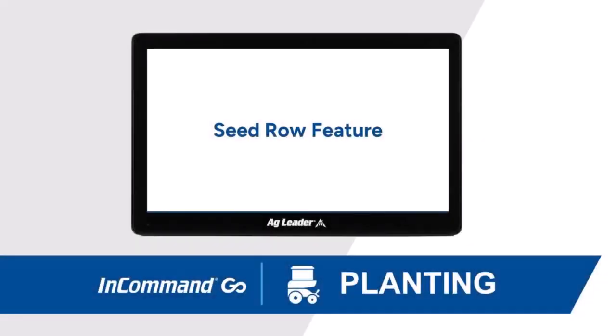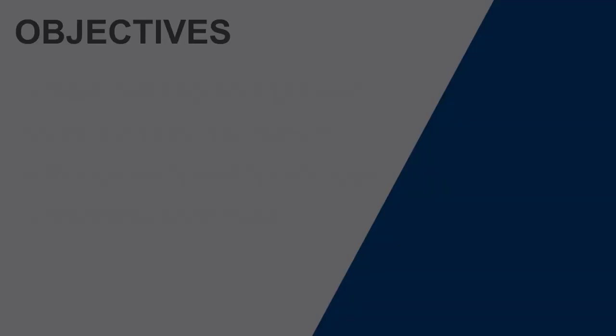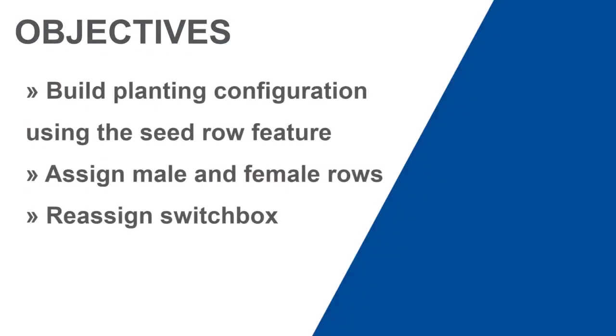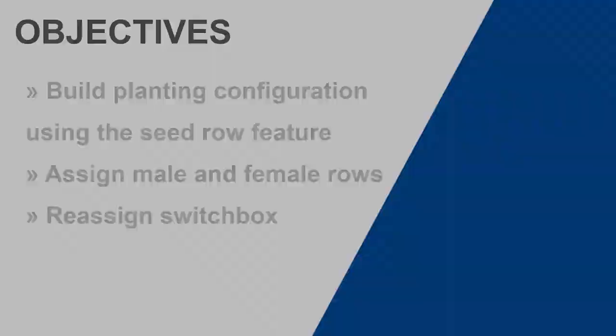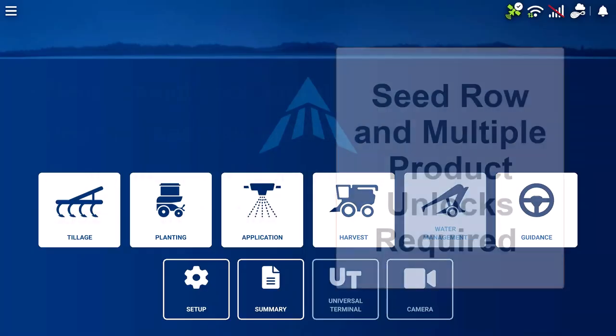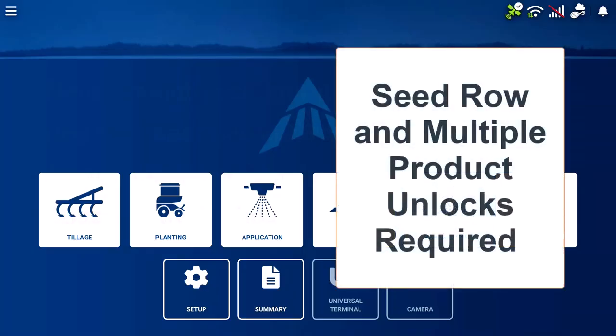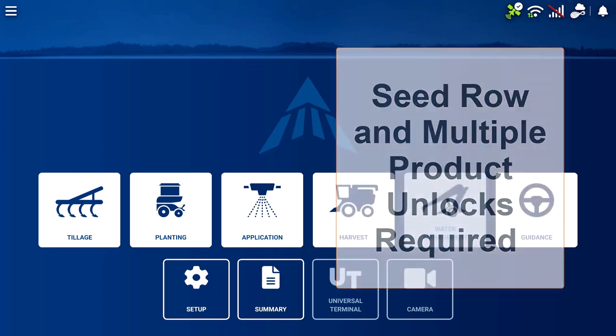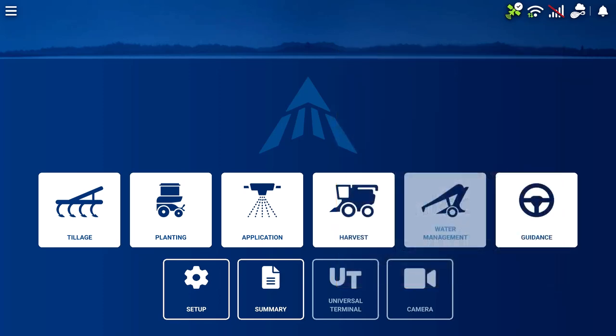In this tutorial, we will build a configuration using the seed row feature on the InCommand Go 16 display. This feature allows growers that plant corn for seed production to assign specific rows as male, female, or custom, assign different rates, or to plant male and female on separate dates. To use this feature, the display will need the seed rows and multiple product unlocks and is only compatible with systems running SureDrive electric drives or SureSpeed.